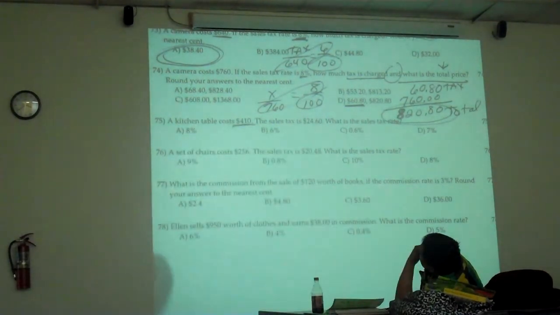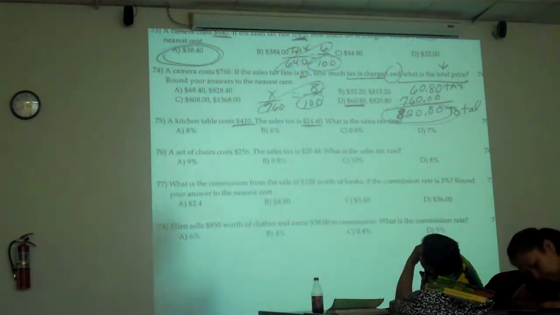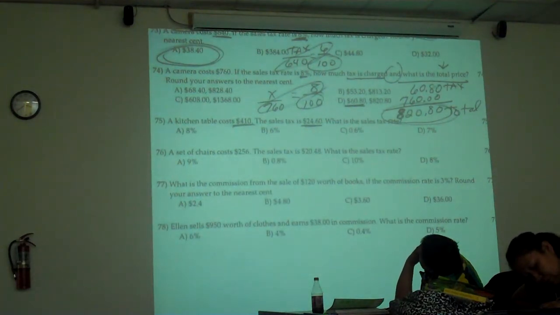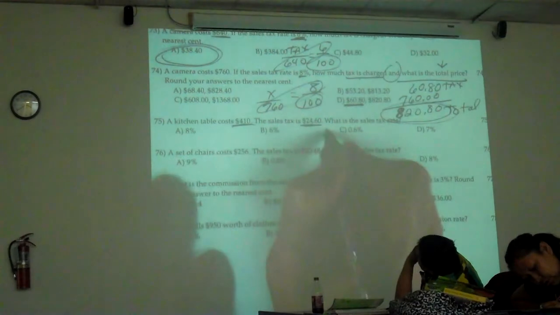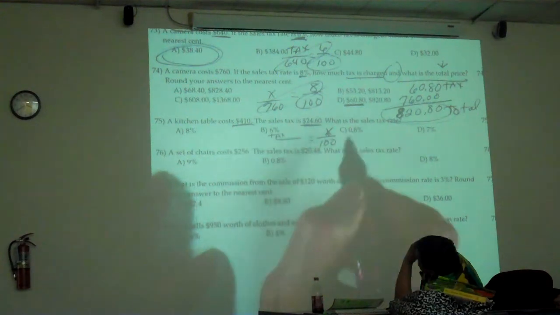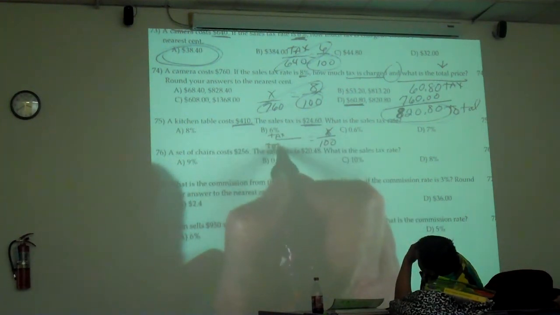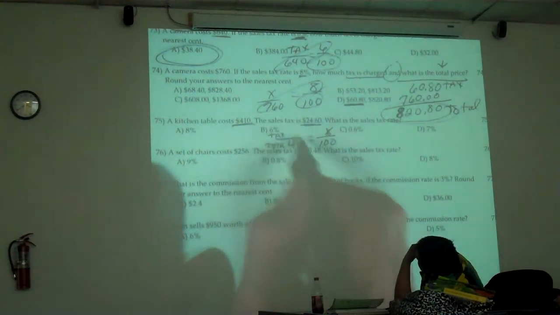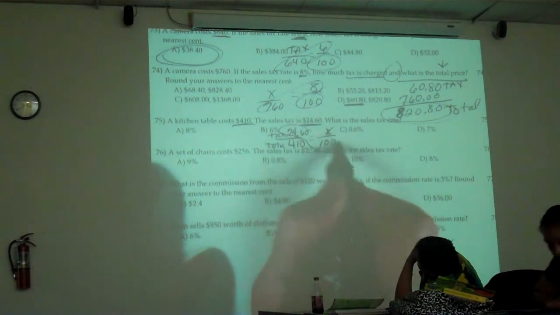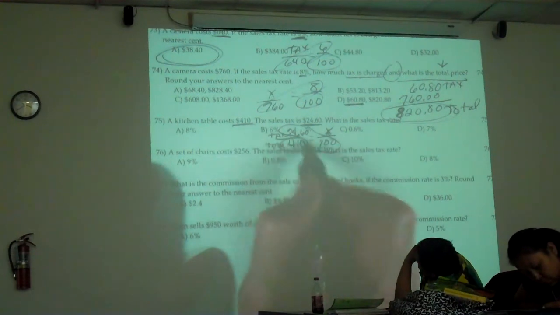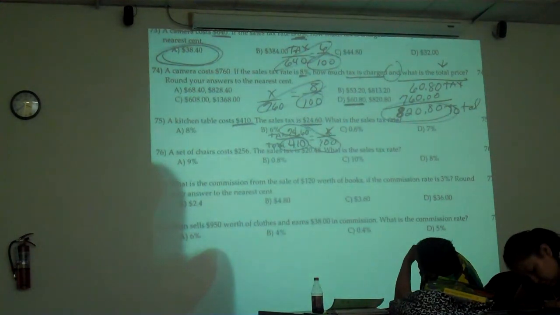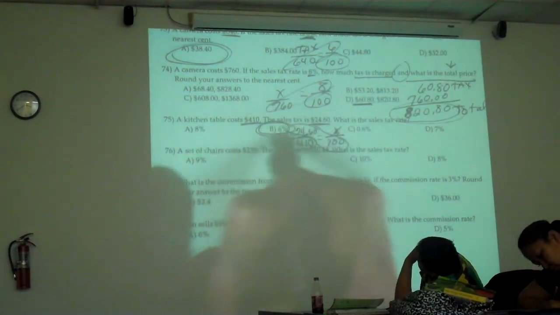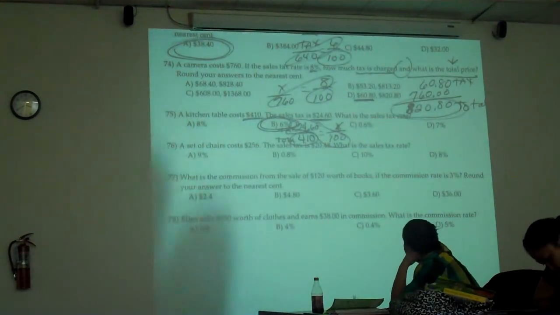Okay, cable costs this much. Sales tax is $24.60. What is the tax rate? It wants to know the percent. We don't know the percent. Okay, the tax is what percent of the total? So the total's 410. The tax will go on top, 24.60. So 2460 times 100 divided by 410. That's only 6%? And it seemed like a lot, huh? Yeah.